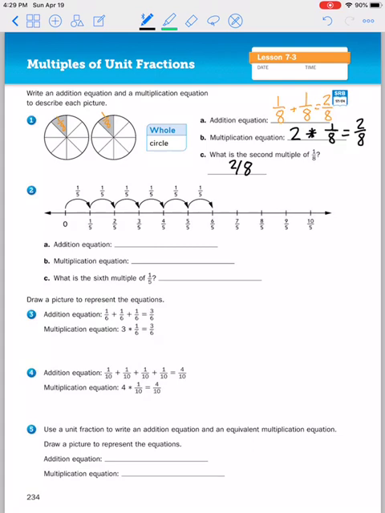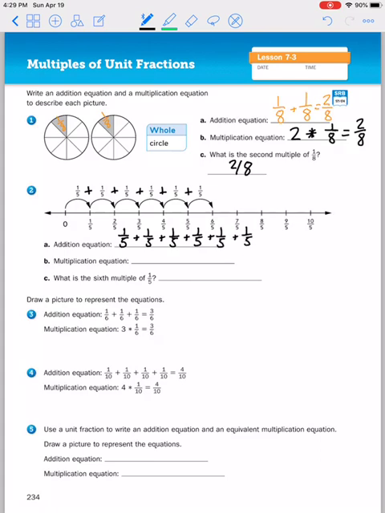Okay, let's look at number 2. The picture that they give us is a little different. They're showing us a number line, and I can see here my denominator is fifths because these all are fifths. And they're showing us how many hops on the number line you are going, because each hop you are adding 1/5. So you have to make believe that there's little addition signs here. So our addition equation is 1/5 plus 1/5 plus 1/5 plus 1/5 plus 1/5 plus 1/5.